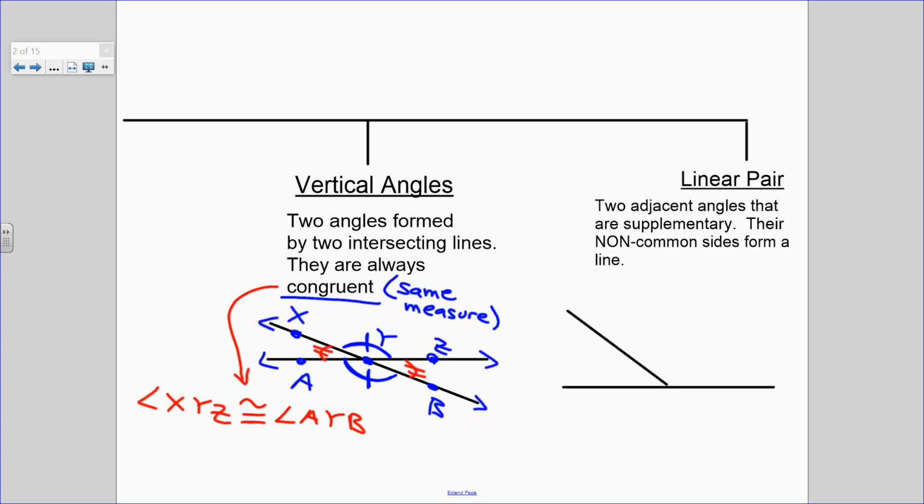Now look at the other two angles. The other two angles were angle XYA is congruent to angle ZYB. Those are the ones I highlighted in red, right? All right, so far so good? Yes, go ahead.